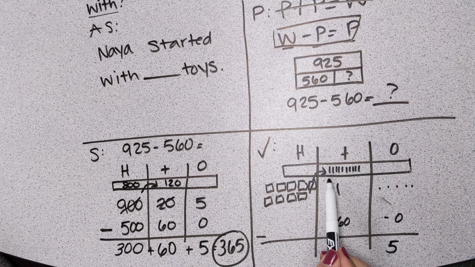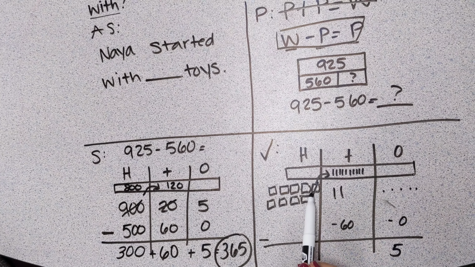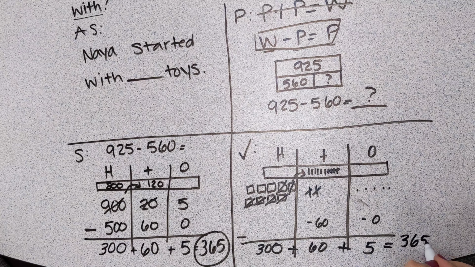So now I have my 10 here to make this 100 plus a 2 here, and I need to take away 60. And I'm left with 6, which is 60. And then here I have 800, and I'm taking away 500. And I'm left with 300. Again, I am with expanded form here, so I turn it to standard. 300 plus 60 plus 5 equals 365.